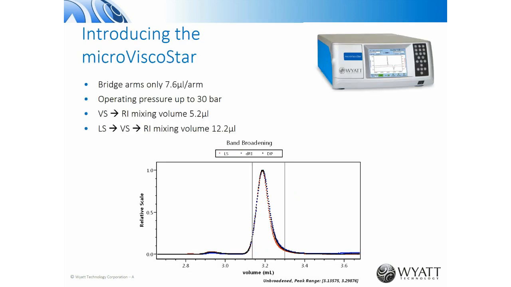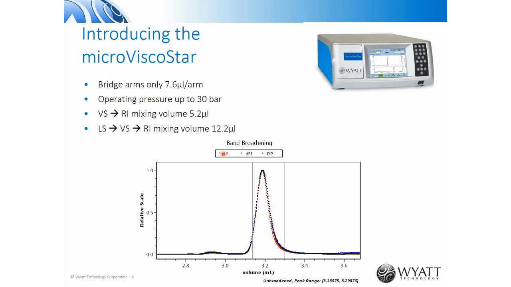And so what we've done is we've optimized the basic technology that I've described with a bridge that only has 7.6 microliters per arm. And this is small compared to the peak width of 72 microliters, and that means that we can accommodate any small variations in the peak width in the analysis.